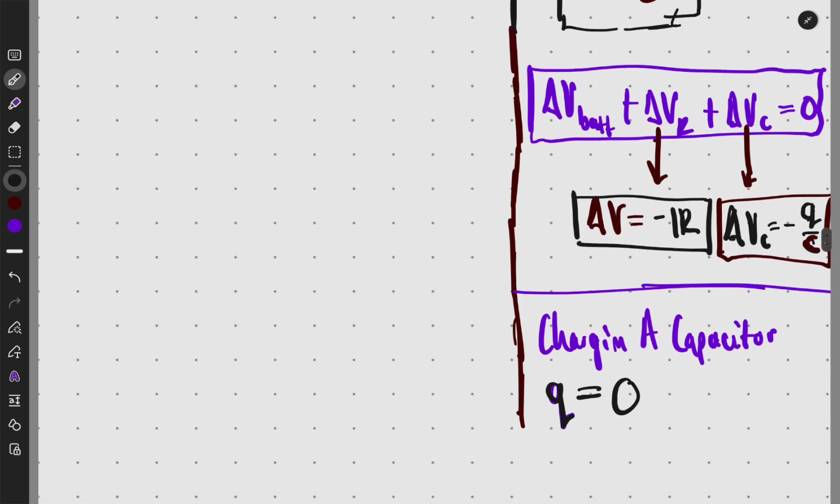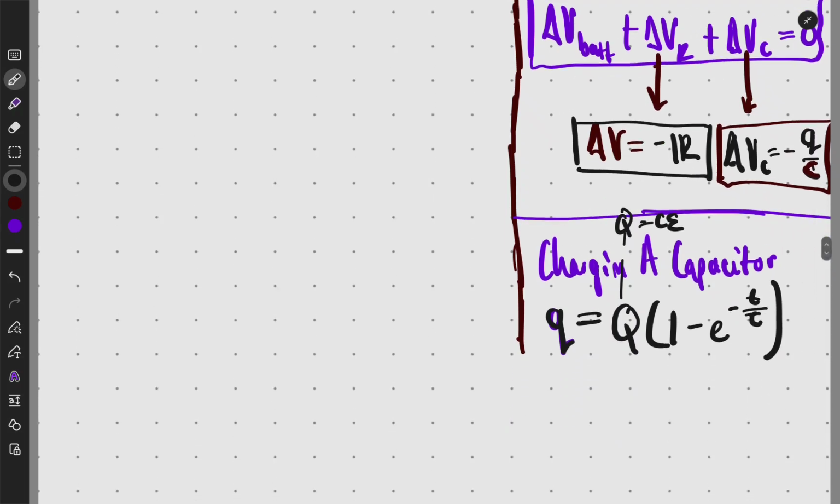To get that, you are going to multiply the maximum charge, which we saw is Q equals CE, we saw it at the top there, by 1 minus e to the negative t over tau. Okay, this gives us the charge when we are charging the capacitor.